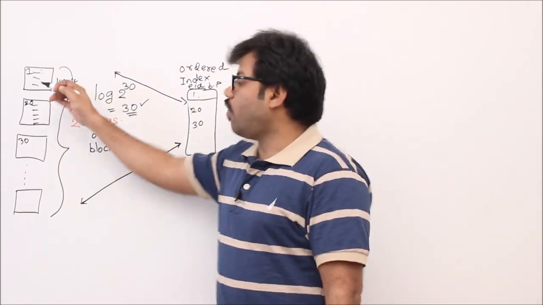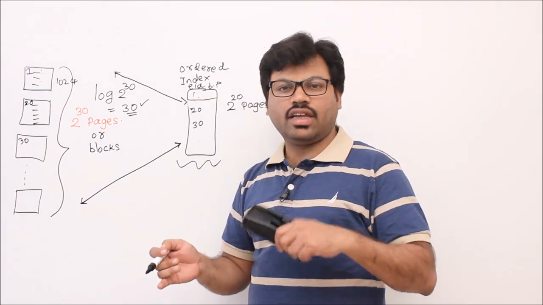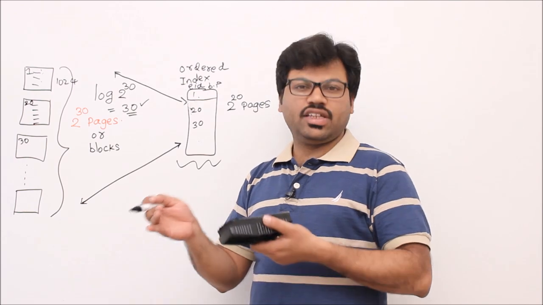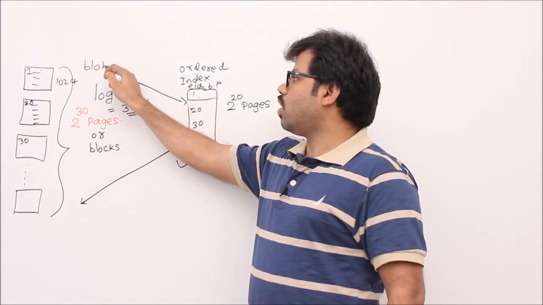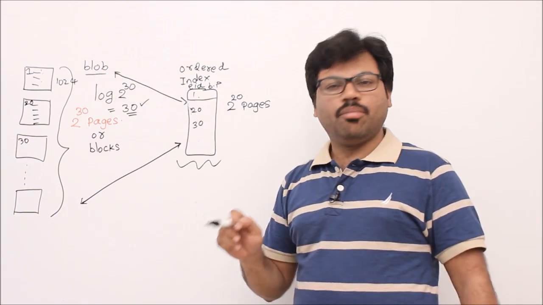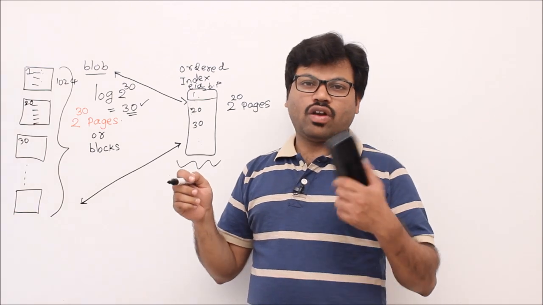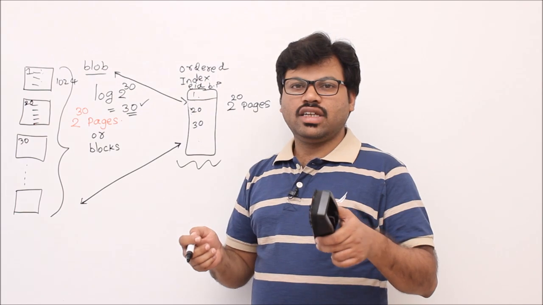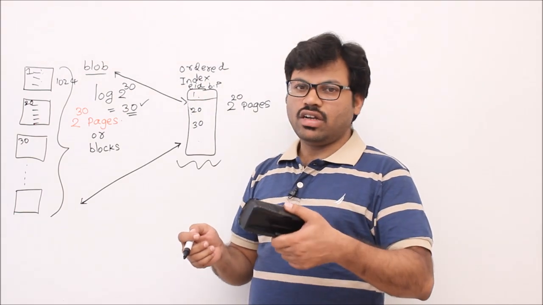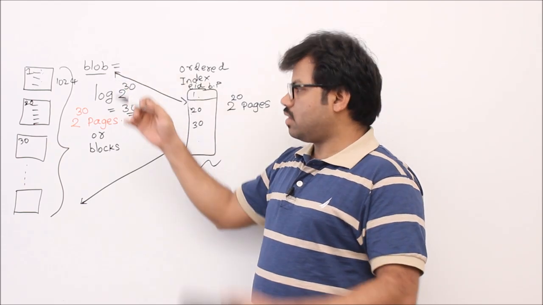Second, your file might contain multiple columns like employee ID, employee name, salary, age, followed by some image, right? Sometimes your file might contain binary large objects. What is a BLOB? It is a binary large object, usually a field which contains an image or a video. Such kinds of attributes will have a very big size.